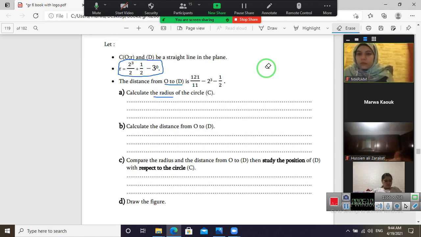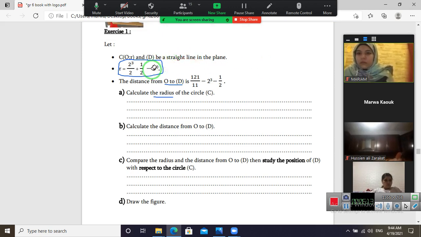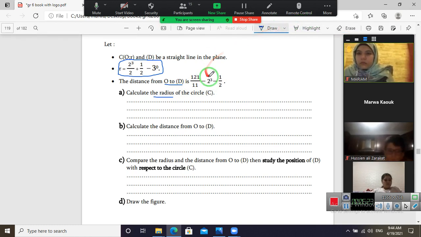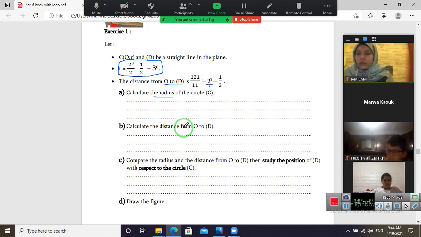So the first step, you should calculate the radius. Maybe the radius is 4. Then you calculate the distance. Make the calculation as you know. Over 1 here, you make the calculation. Maybe you get 3. Distance is 3. Now if you want to study, the radius is 4, the distance is 3, so it is a secant line since it's less than the radius. So the first thing you should do is calculate.